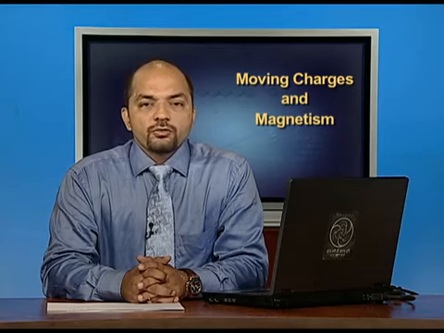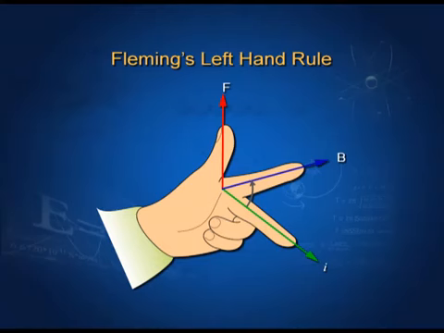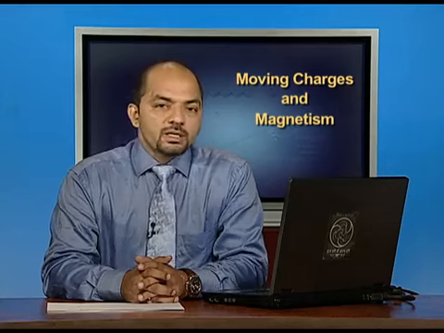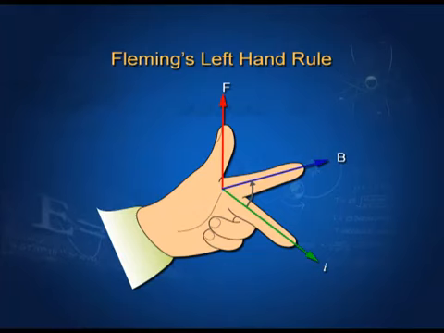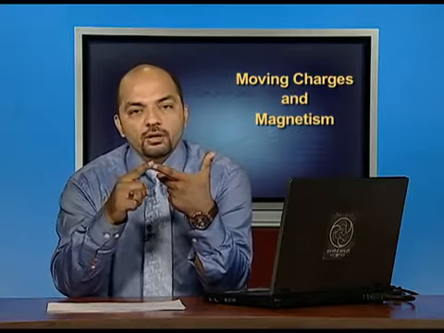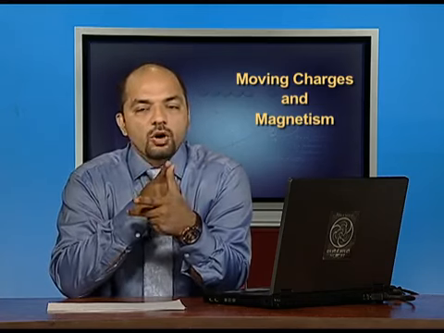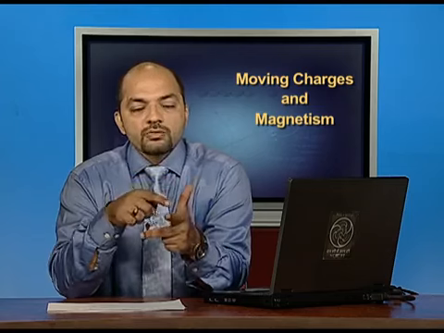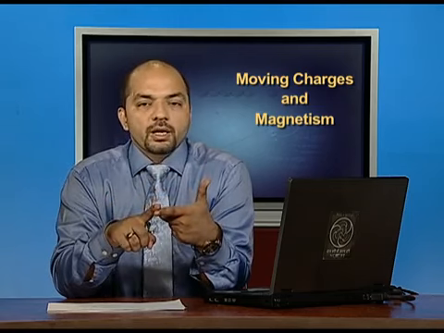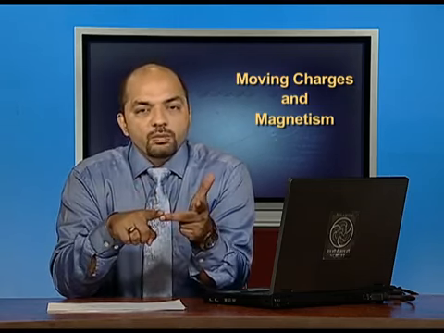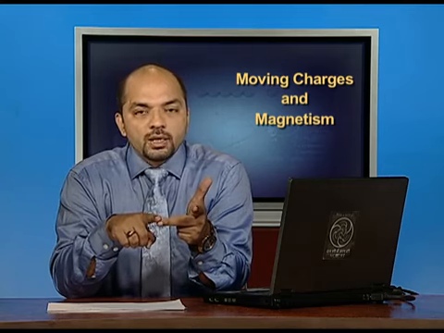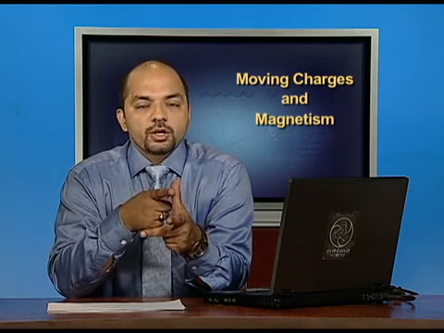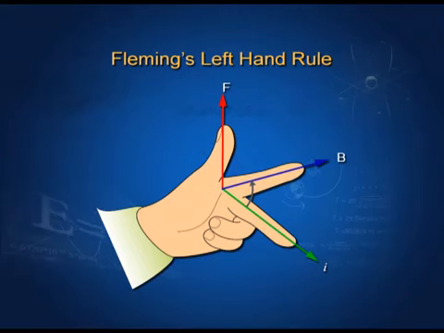The direction of the force is obtained using Fleming's left hand rule. Fleming's left hand rule states that if we stretch the forefinger, middle finger and thumb of our left hand mutually perpendicular to each other in such a way that the forefinger points in the direction of the magnetic field, the middle finger points in the direction of the current, then the thumb will point in the direction of the magnetic force.